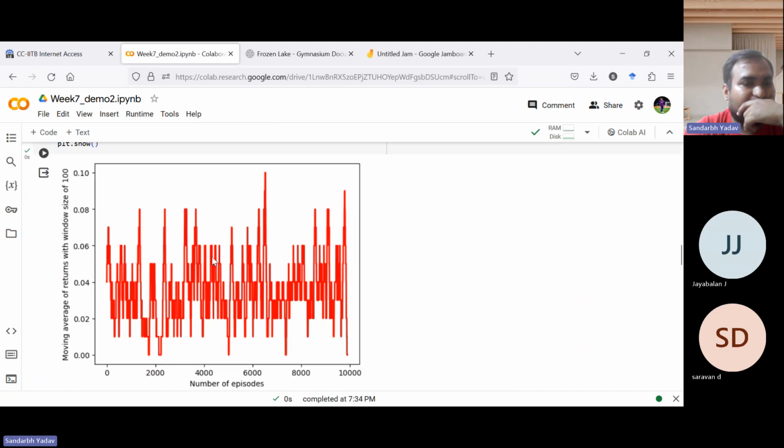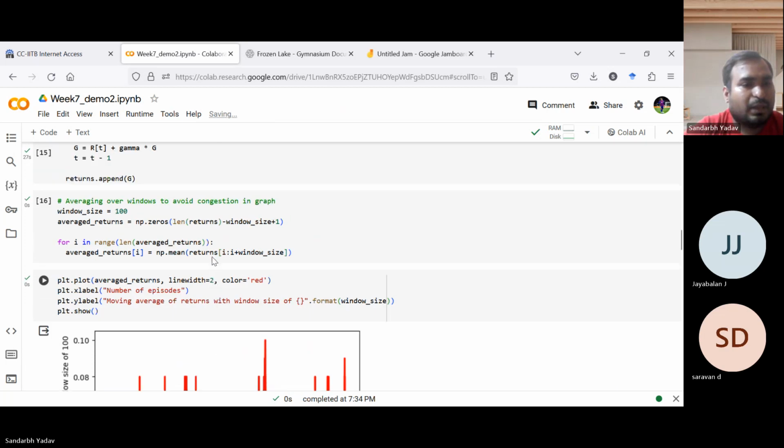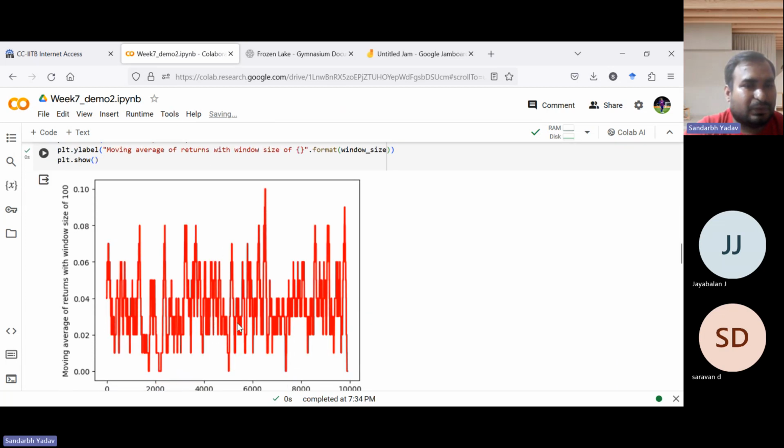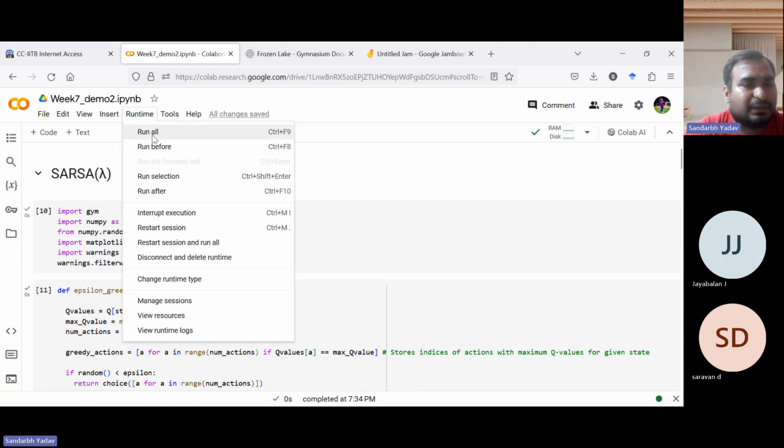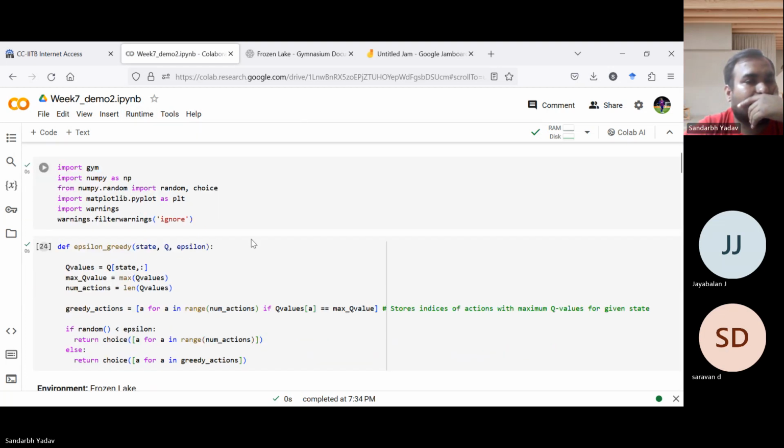See, this is the graph which we got. This is for accumulating traces. So these are the episodes. So maybe I'll run it again. There is some issue.